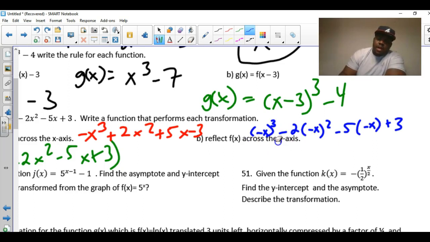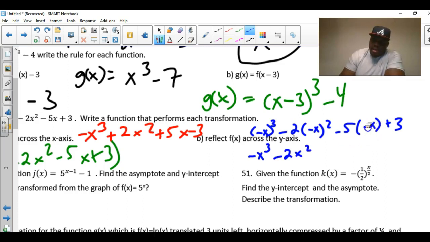Now you got to simplify it. Since this is a negative exponent, this stays negative. So negative x cubed. Right here, since this is a positive exponent, this is negative x times negative x. Think about it. What's a negative times a negative? It's actually positive. So this becomes positive x squared. All right, so positive x squared times negative 2 is negative 2x squared.